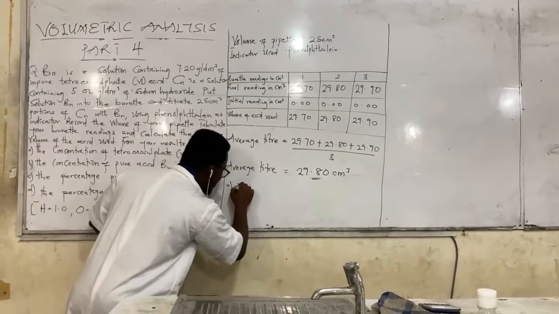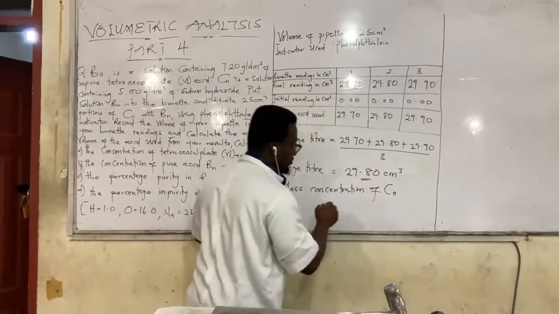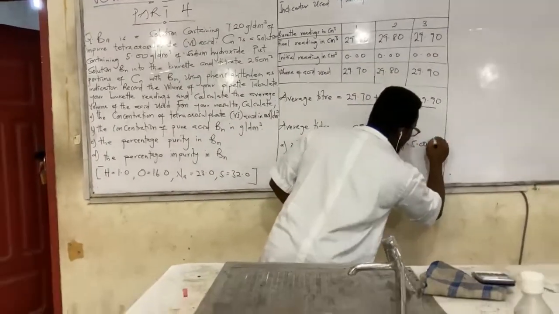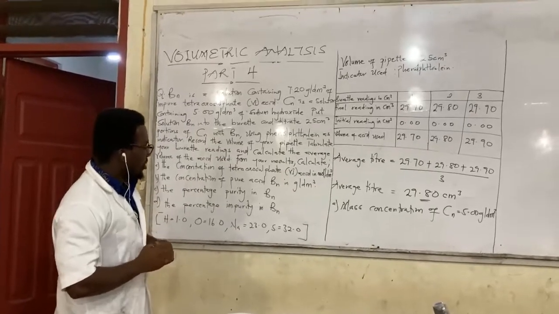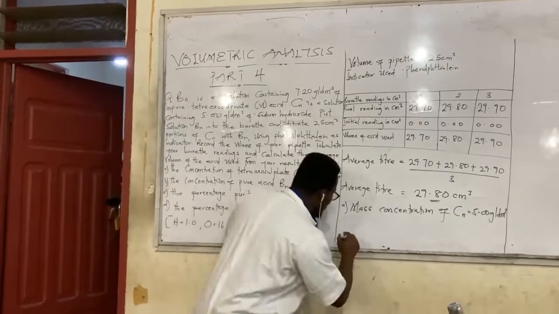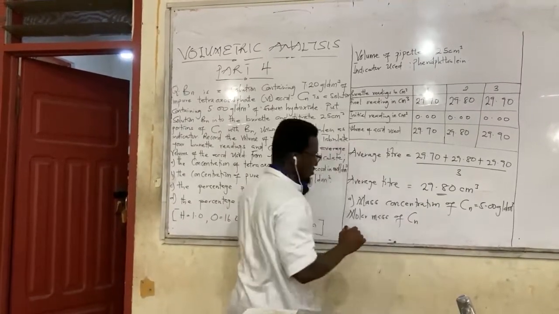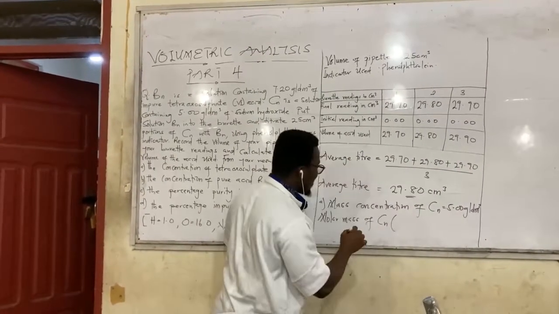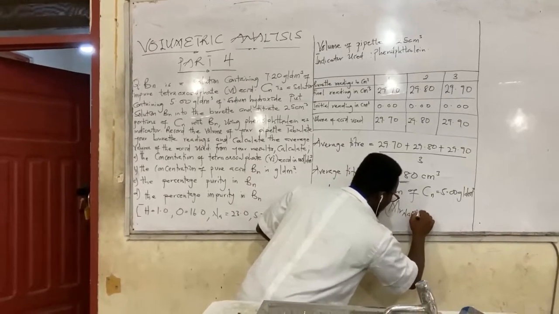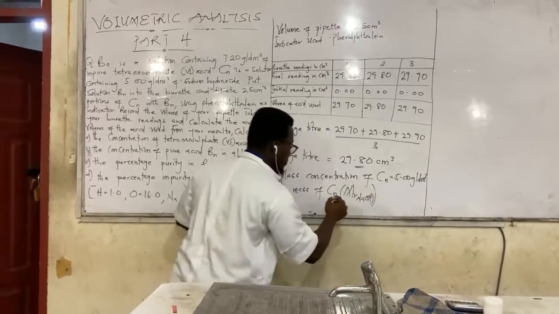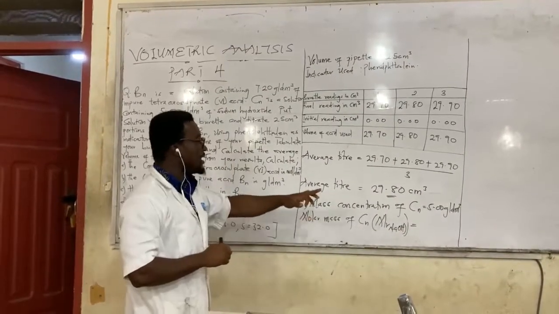Now, we have been given the mass concentration of solution Cn. So here, the mass concentration of Cn has been given nicely. Now, what again can we deduce? Molar mass. The molar mass of Cn, bracket Mr, is NaOH.